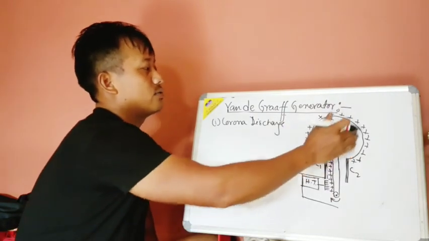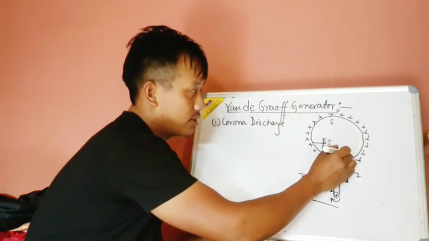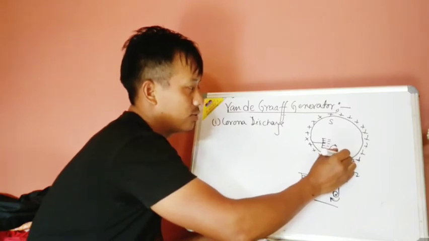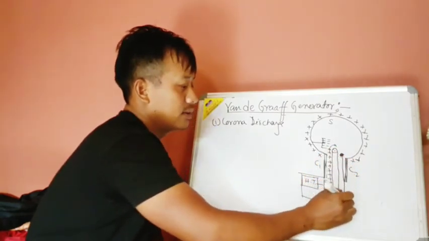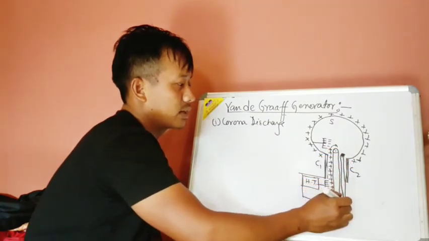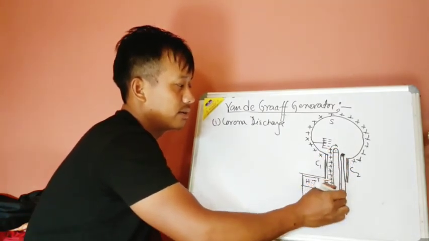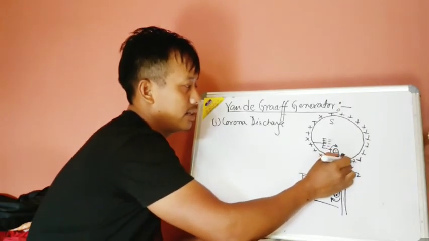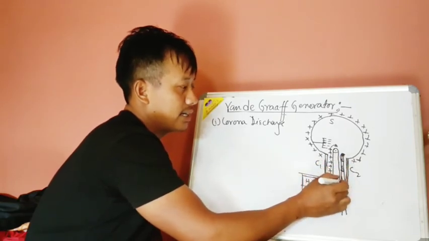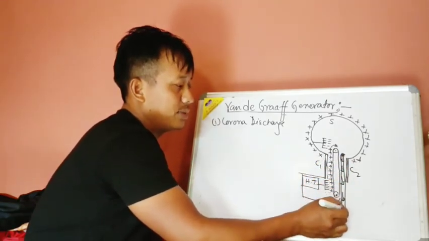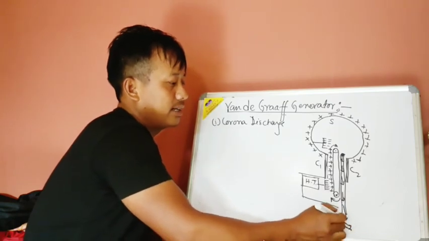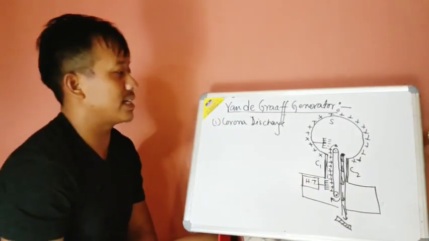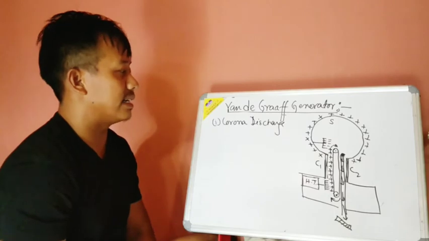When the charge is saturated over the sphere, the extra charge will be incident on the ion source within the discharge tube. The discharge tube will be here. When the ion source is incident by the charge, it will get ionized and the ions will be emitted here. This emitted ion will be accelerated and incident on the target. So this is the basic idea behind the Van de Graaff generator.